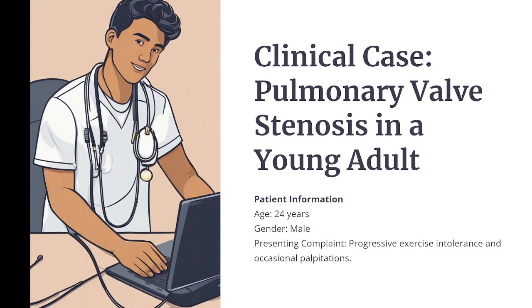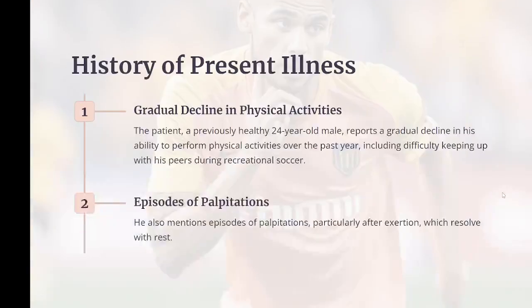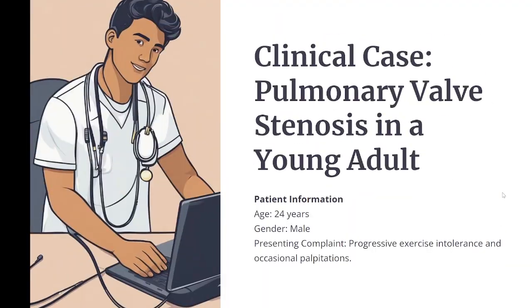Clinical case: pulmonary valve stenosis in a young adult. Patient information: age, 24 years, gender, male, presenting complaint, progressive exercise intolerance and occasional palpitations. History of present illness: the patient, a previously healthy 24-year-old male, reports a gradual decline in his ability to perform physical activities over the past year, including difficulty keeping up with his peers during recreational soccer. He also mentions episodes of palpitations, particularly after exertion, which resolve with rest.